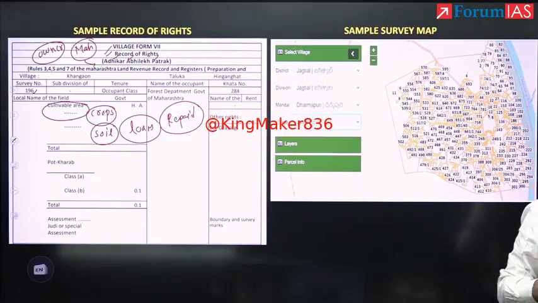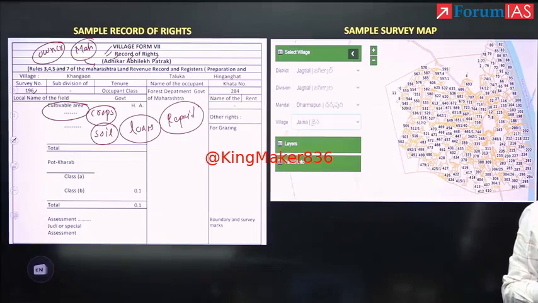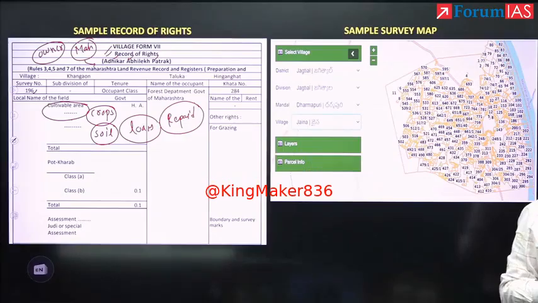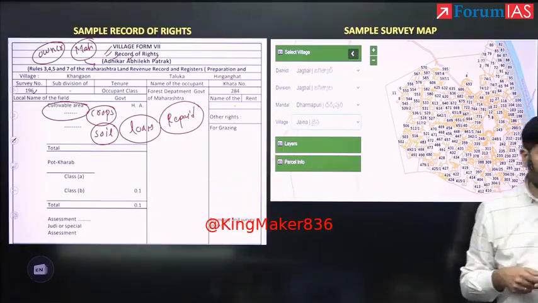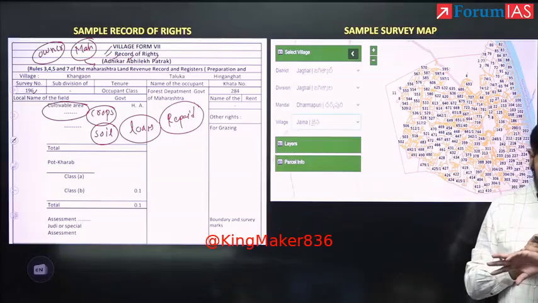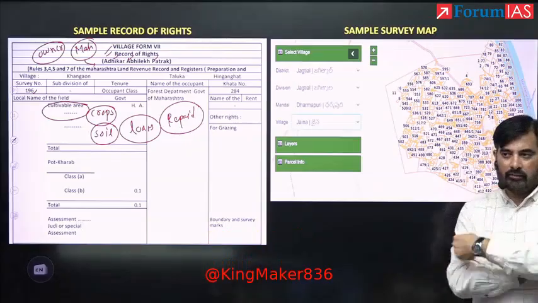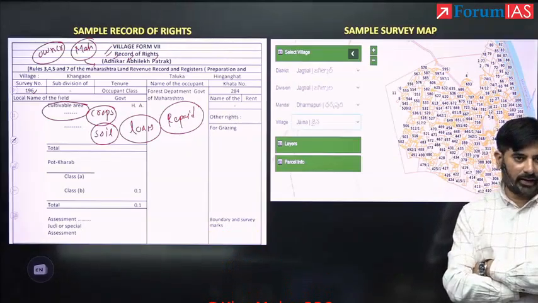Spatial, S-P-A-T-I-A-L, spatial map of the entire village with a unique survey number assigned to every parcel of land.